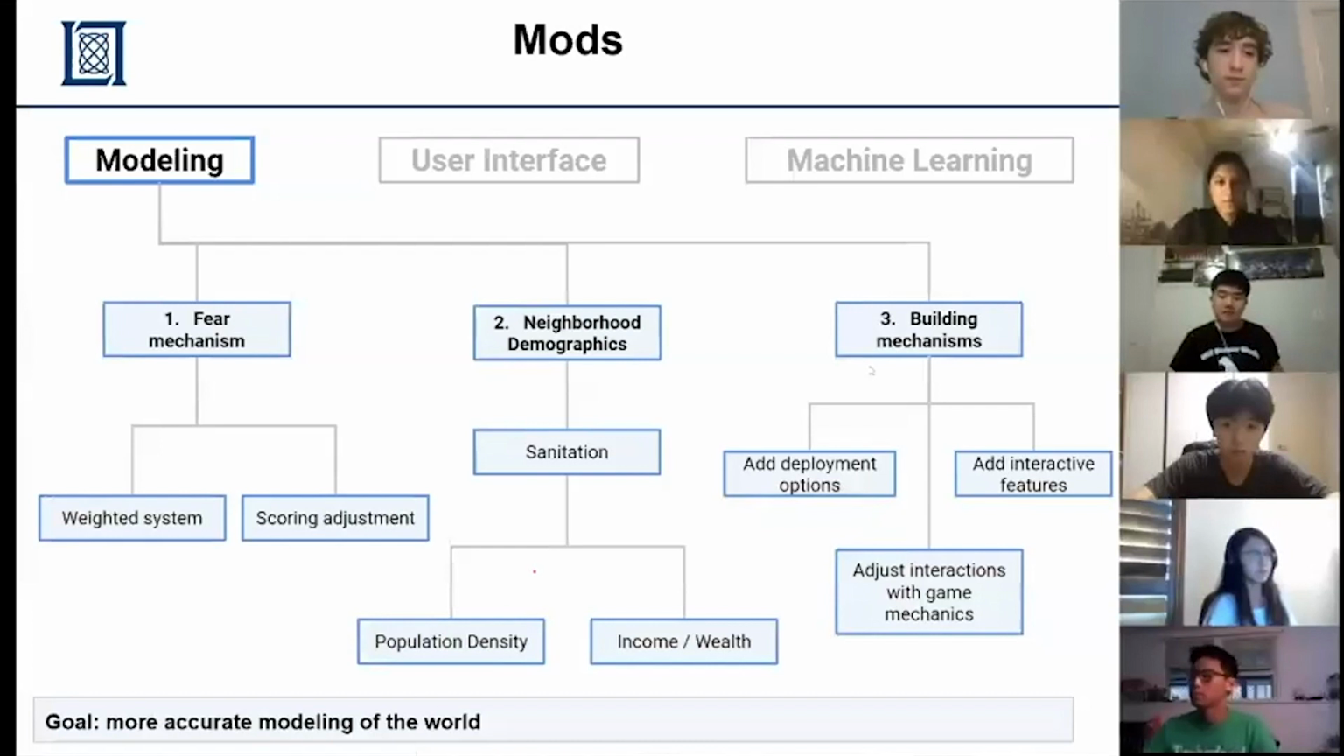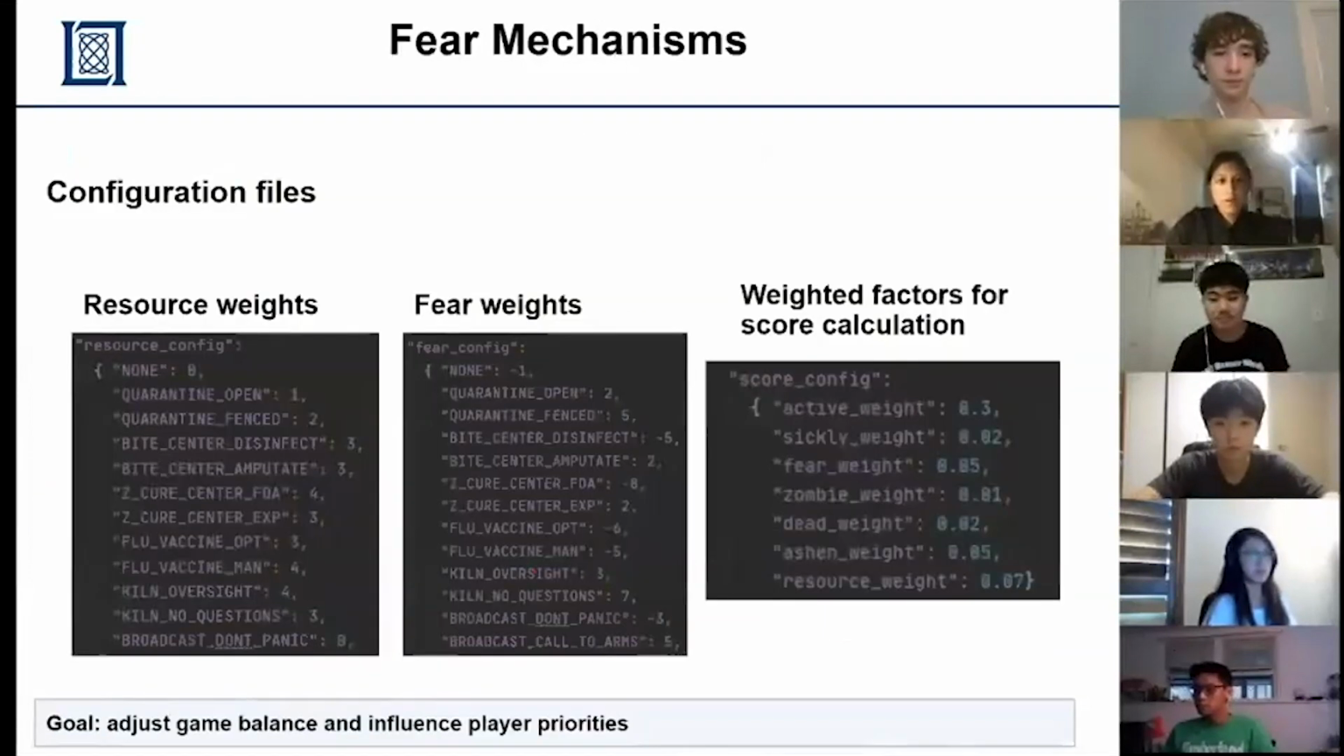We made 4 modifications to the game and updated fear, a sanitation value for each neighborhood, an updated deployment mechanism, and a graphical user interface for the game. The main purpose of our mods is to make the game more realistic and more of a model of real life. The first mod makes fear less impactful in the game.